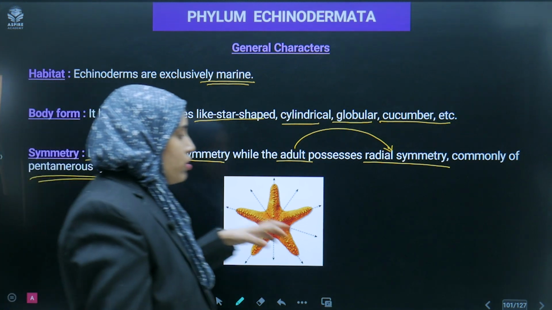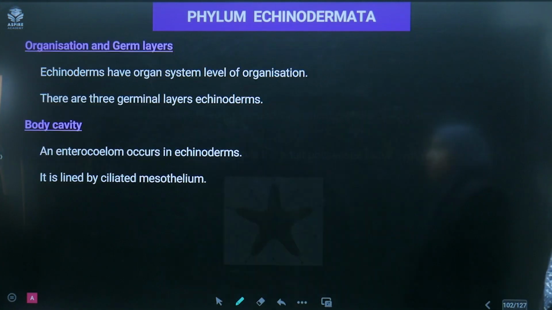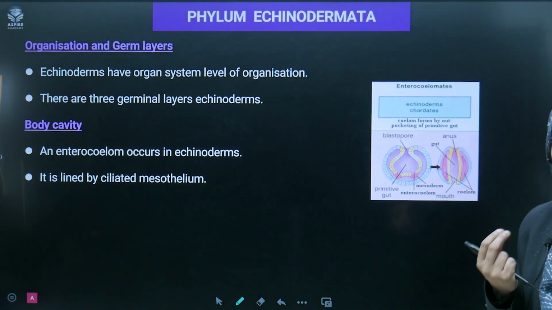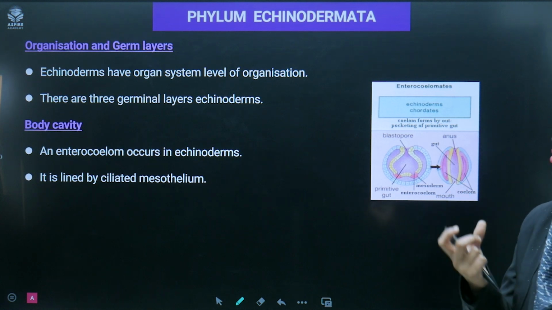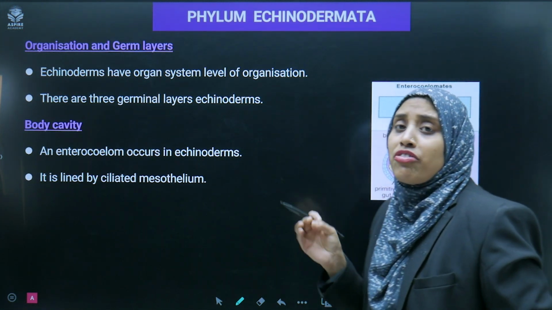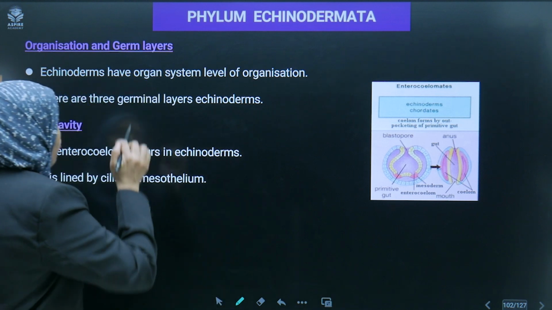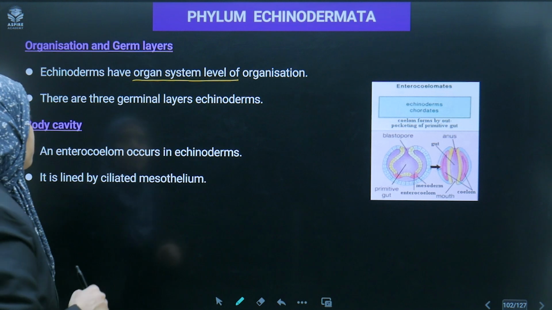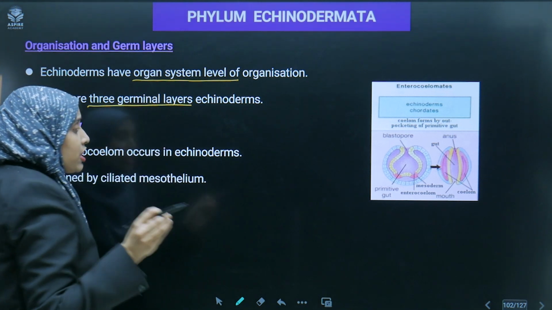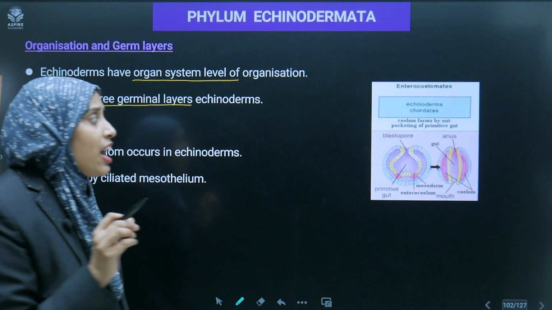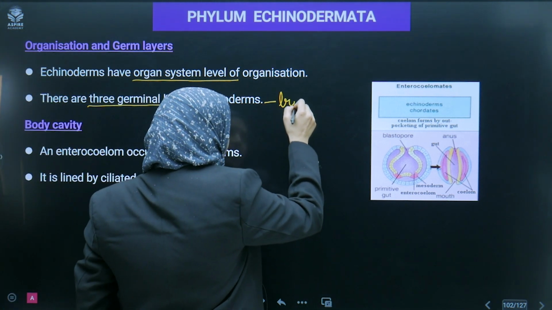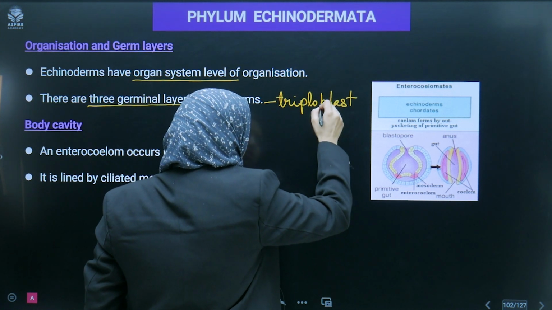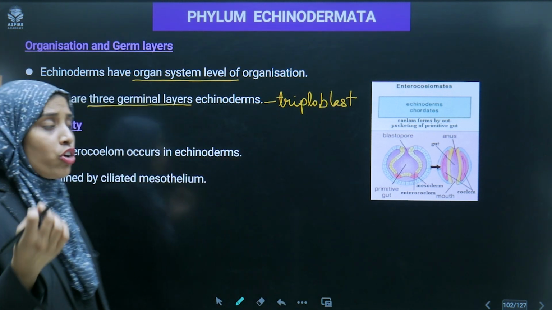We'll move forward and see organization and the germ layers. What are the different germ layers? What kind of level of organization is there? They have the organ system level of organization, meaning organ systems are well developed in echinoderms. They have 3 germinal layers, which means they are triploblastic organisms.